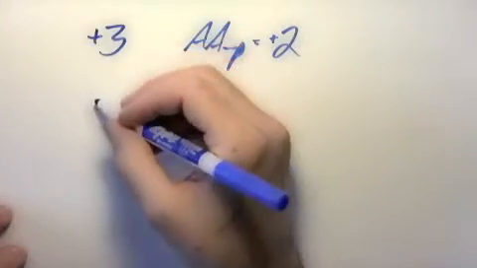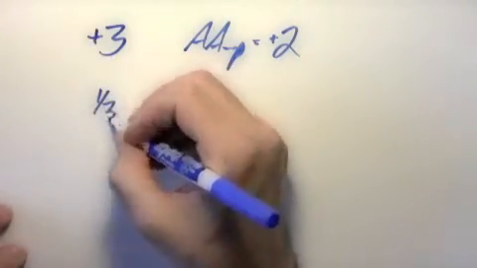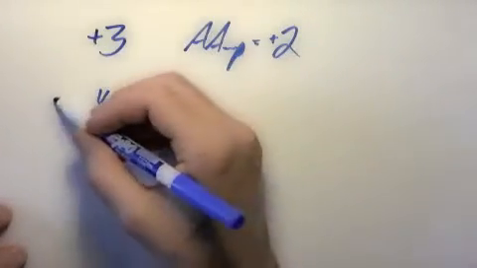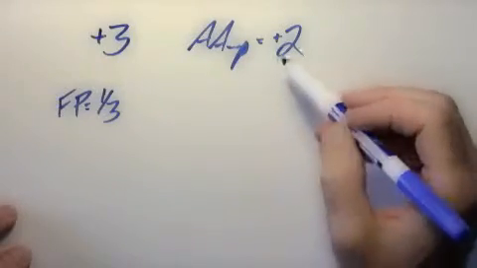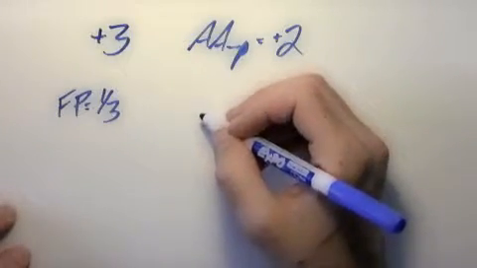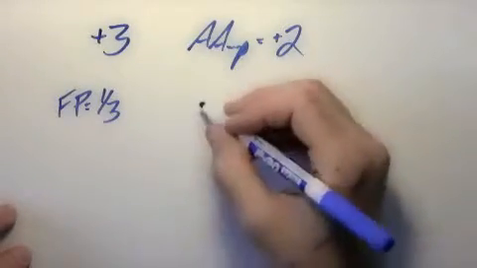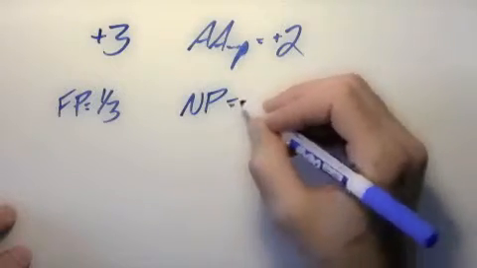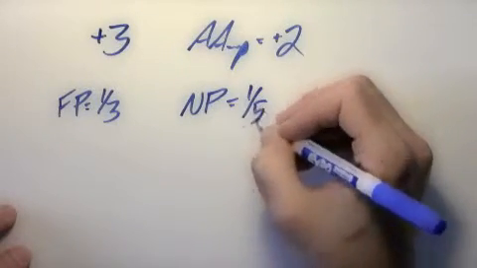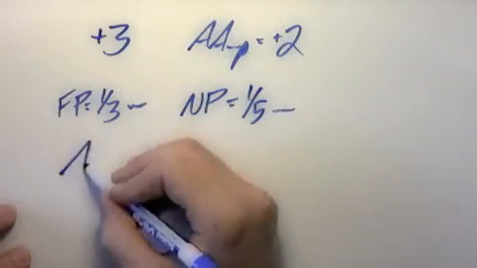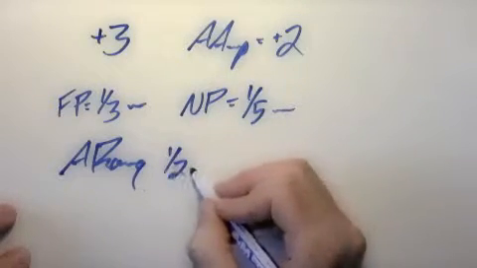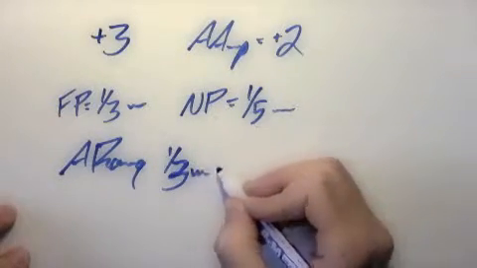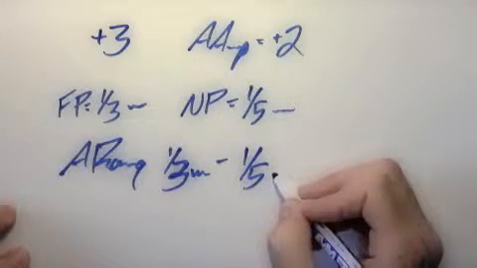His far point is going to be at 1/3 of a meter from his face. His near point, well, we just add these up. Amplitude plus his native uncorrected error is +5, means that his near point is going to be at 1/5 of a meter from his face. His accommodative range is from 1/3 of a meter to 1/5 of a meter.